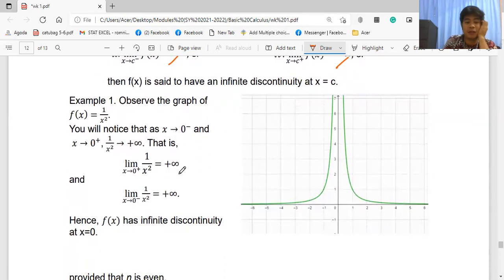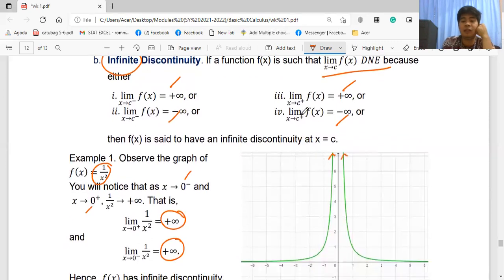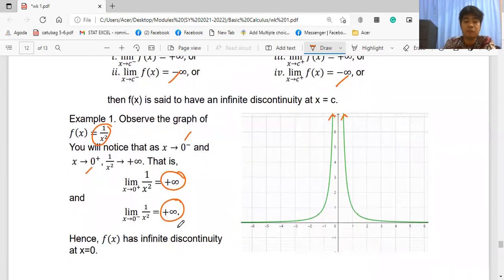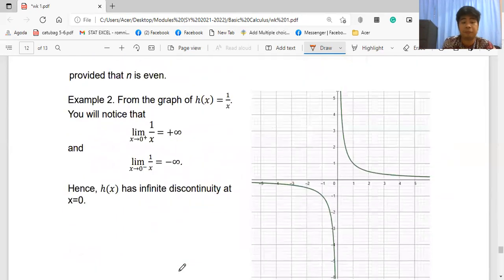Now, observe the graph of f of x, 1 over x squared. When x approaches 0 from the left and from the right, pareho ang pinupuntahan ng values ng y. Yan, nagpakita ang positive infinity and positive infinity. And again, technically, infinity does not exist because infinity is not a real number. Hence, we can say that f of x has infinite discontinuity at x that is equal to 0.